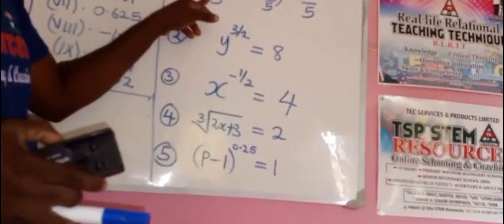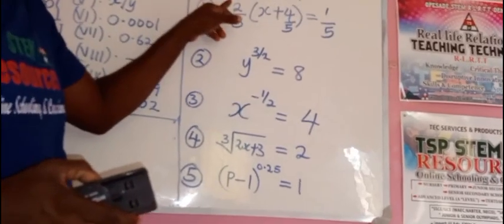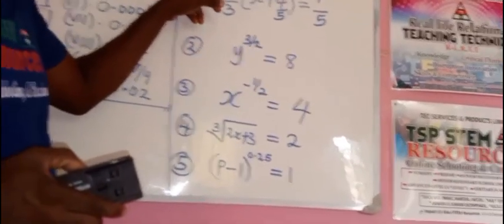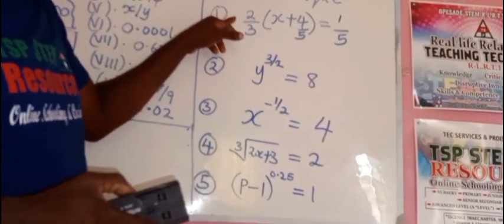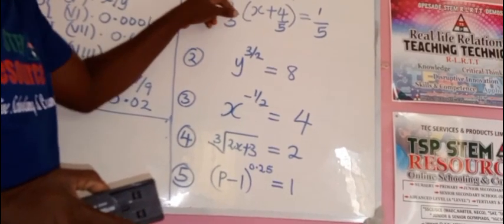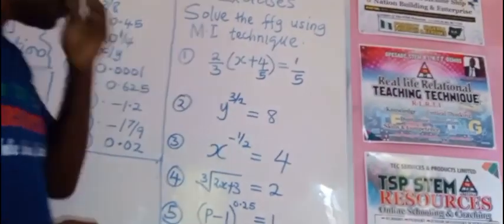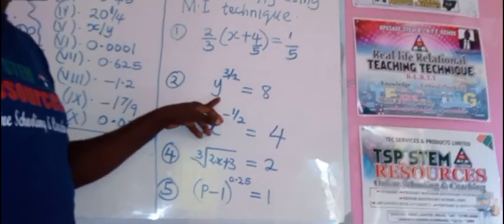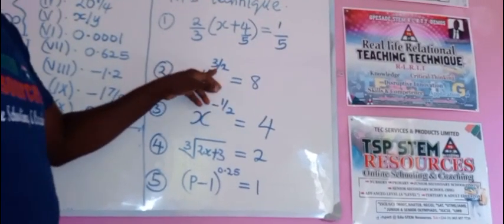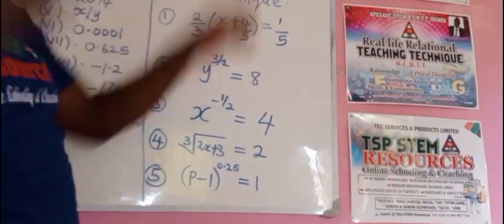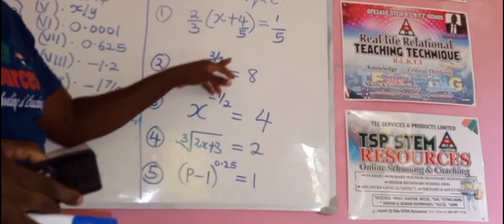So how do you remove this 2 over 3? You multiply it by the multiplicative inverse of 2 over 3. And what is that? 3 over 2. So you multiply this one times 3 over 2 so that this one will disappear. Then you also multiply this one by 3 over 2. Then you'll be able to take this to the other side and simplify. The same thing here. Look at this. You are looking for y here. Y is already having an exponent, 3 over 2.